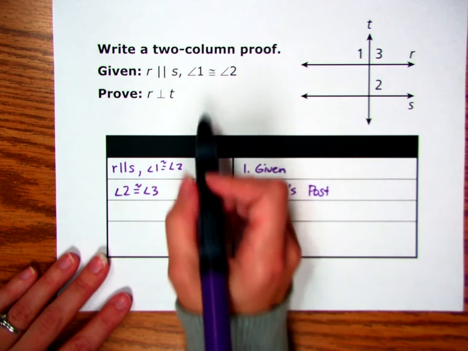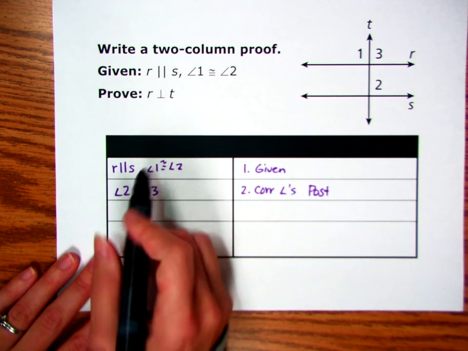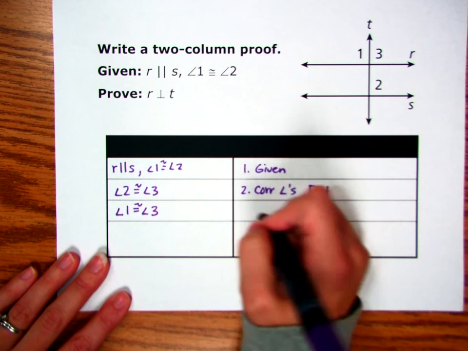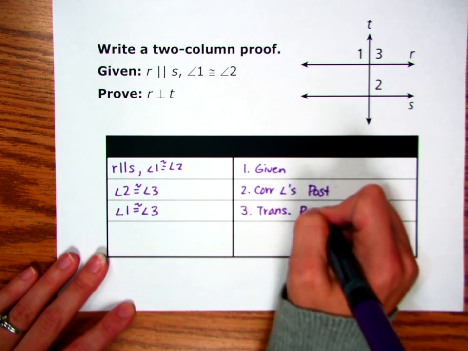Well, then you can look at this. We have angle 1 is congruent to angle 2, angle 2 is congruent to angle 3, so therefore angle 1 is congruent to angle 3. Why? Well, we just used the transitive property.